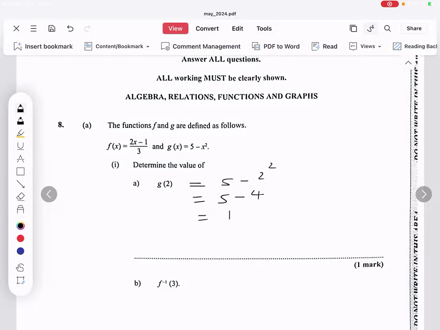Good, right? Yes, everybody, sir. Good? Yes, sir. Lovely. Fantastic.